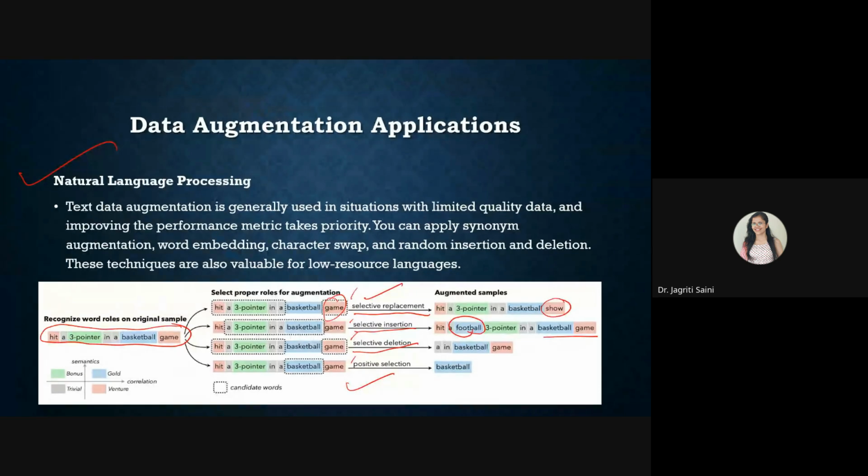Selective deletion, if there is some information that is not so relevant, we can delete that also. Or if sometimes we just want to create multiple versions of a sentence, sometimes we'll keep some information, sometimes we'll delete some information, and we'll just focus on the relevant things out of that. Positive selection also, maybe the main focus is the basketball, so we are just using that, and we are just removing everything else. So this is how we focus on some candidate words, and then we try to process them further to create your augmented samples, and they will be further used for training your model.